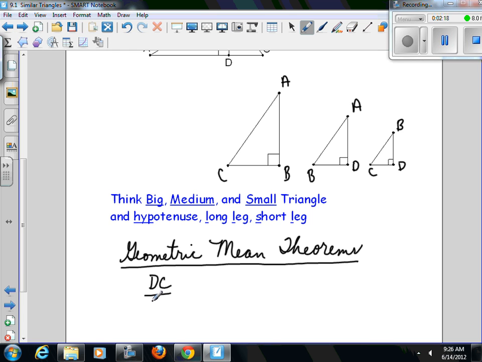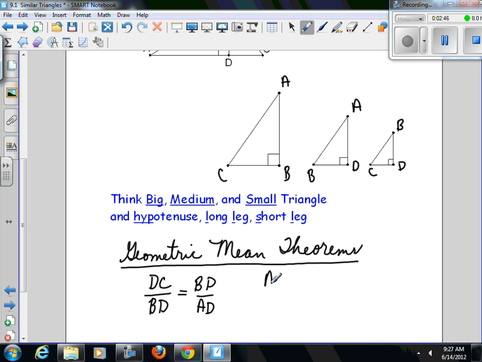The ratio of side DC to BD is the same as the ratio of BD to AD. So let's take a look at these triangles. Here's DC, so the ratio of DC to BD is the same as BD to AD. So that's comparing the smaller triangle to the medium-sized triangle.